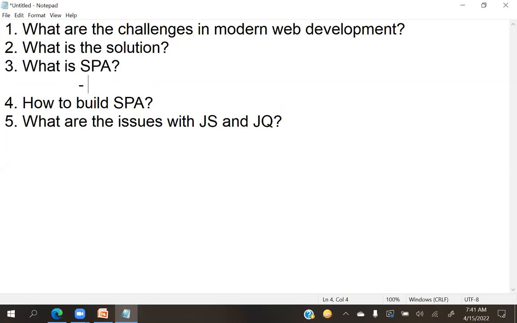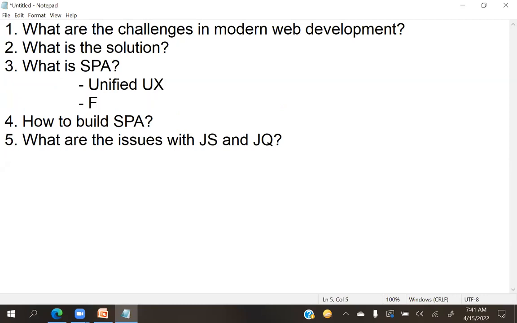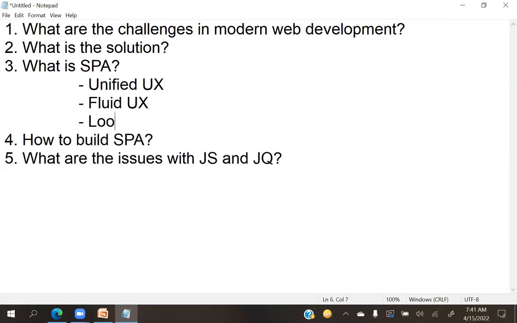That means unified user experience, fluid user experience, and loosely coupled and extensible, right? All these come under the characteristics. A single page application has all these characteristics. So loosely coupled, simplified deployment, fluid user experience. I explained what those are.